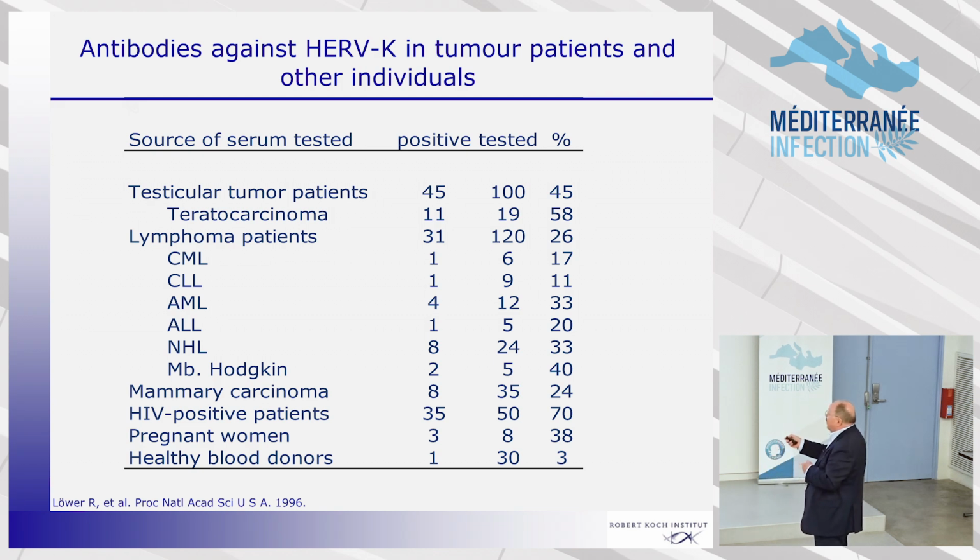Similar results we have for some lymphoma patients, and most interesting, we had also antibodies in HIV positive patients, but this is obviously due to the cross-reactivity between both viruses. And in pregnant women, we had also a high number of positive women, especially when they had more than one children.